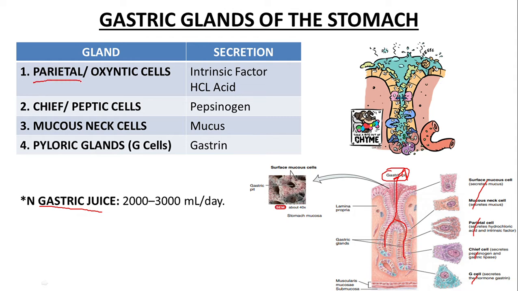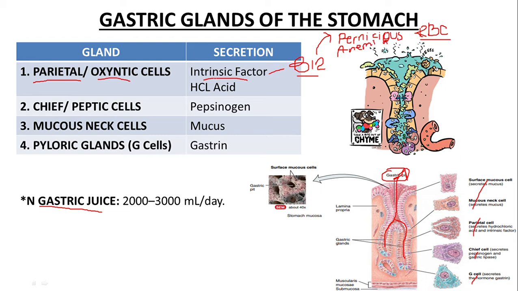Number 1, you have your parietal or oxyntic cells. They release intrinsic factor, which is important for the absorption of vitamin B12. If you don't have intrinsic factor, which is important for vitamin B12 absorption, you get a condition known as pernicious anemia. This is where red blood cells, which need vitamin B12 to develop, do not get the nutrition that they need. So you get pernicious anemia.